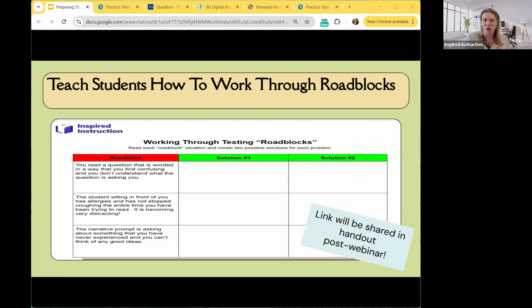And what do you do if something does not go perfectly? We don't put our head down and give up. What are some ways we can get through some of these testing roadblocks? So doing solutions to potential problems is definitely a fun activity for kids, but it also helps them realize that, listen, tests are stressful, but we can overcome this, and there are ways to do that.